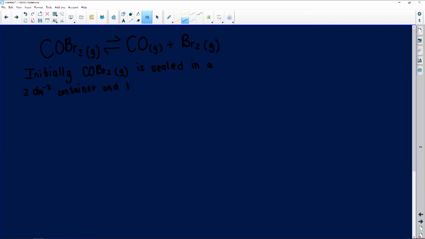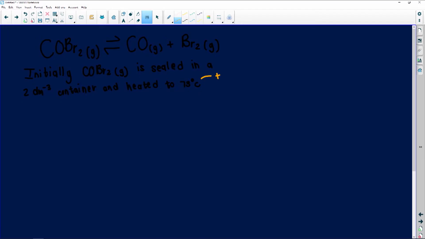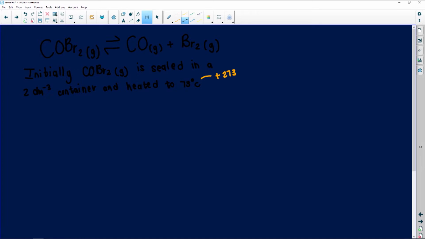And it is heated to 73 degrees Celsius. Just to add a bit of spice, sometimes they will ask you to convert degrees Celsius to Kelvin. When we move from degrees Celsius to Kelvin, you just add 273, and that'll give you the value in Kelvin. And vice versa, if they've given you the temperature in Kelvin and want you to move to degrees Celsius, you just subtract 273. So the reaction is allowed to reach equilibrium with the temperature.